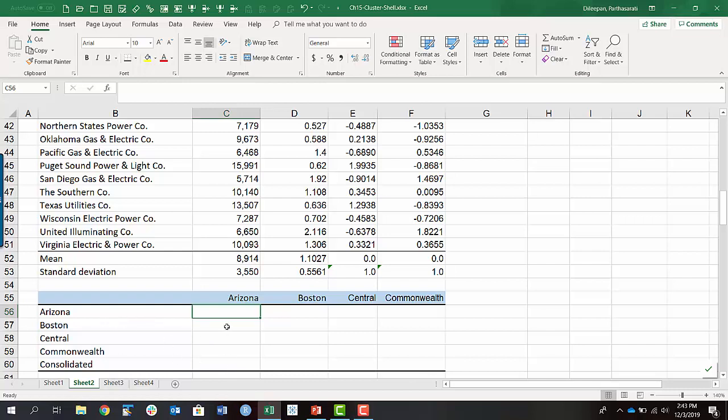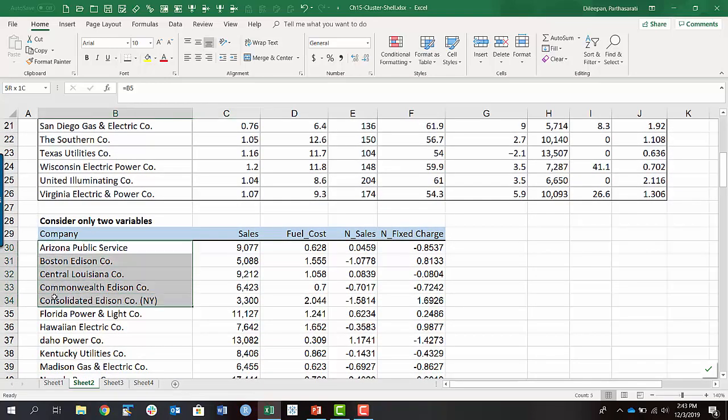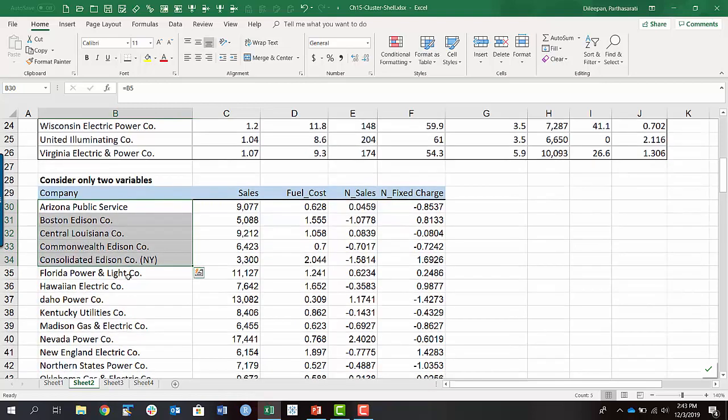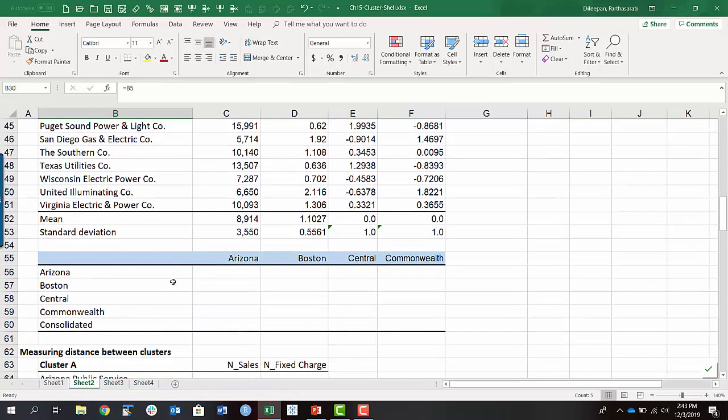We are going to use only the first 5 observations. Actually, we need to be doing this calculation for all the 22, but to keep the computation simple, let's only look at the first 5. Okay, so it's a symmetric matrix, so we will fill out only the bottom half. So the diagonal will not have any value because it'll be 0. Distance between Arizona and Arizona will be 0, right?